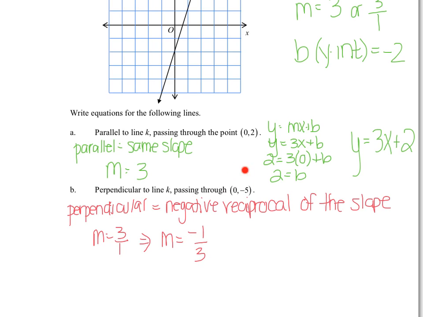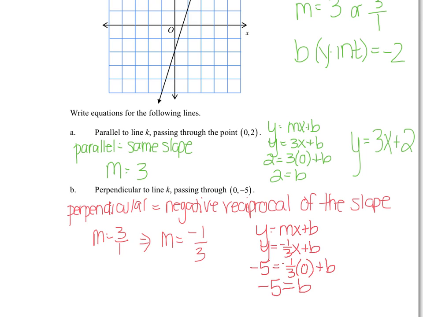Again, if I realize that this is the y-intercept, I can go straight into writing the equation. But here we're going to have y equals mx plus b. So y equals -1/3 x plus b. I'm going to plug in the point 0, -5. So y is going to be -5. I have -1/3 times x, which is 0, plus b. -1/3 times 0 is 0. 0 plus b is b. So -5 is going to equal b. And my equation is going to be y equals -1/3 x minus 5. And this line is perpendicular to the line up here.